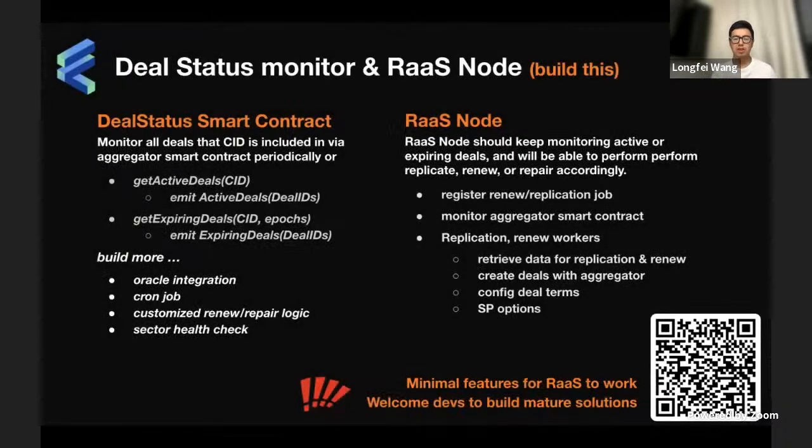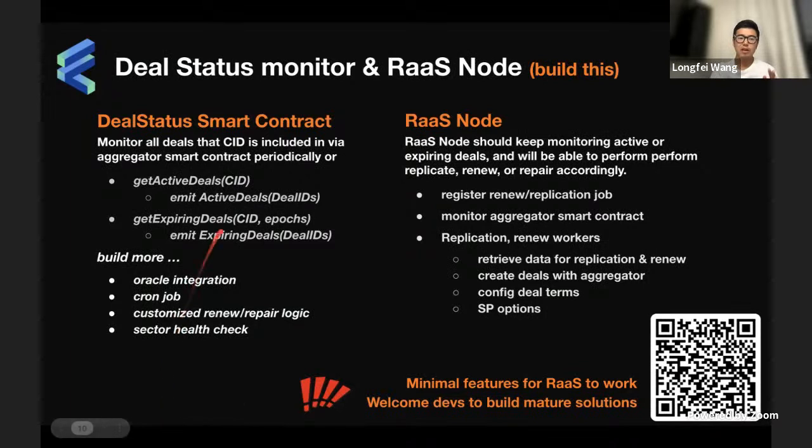So like I mentioned earlier, these are very, very minimal features that we have put into the spec to make sure that this renew as a service, or replication as a service, works fine end to end. But obviously there is more that we can add in the future.